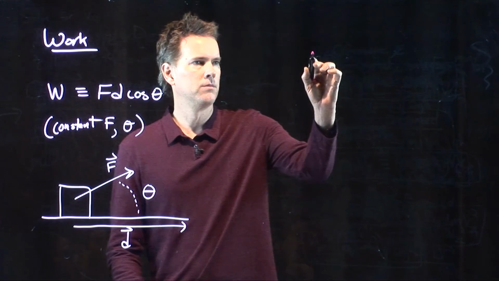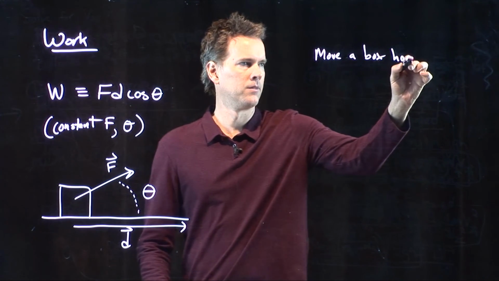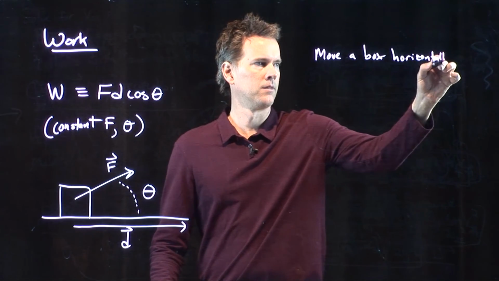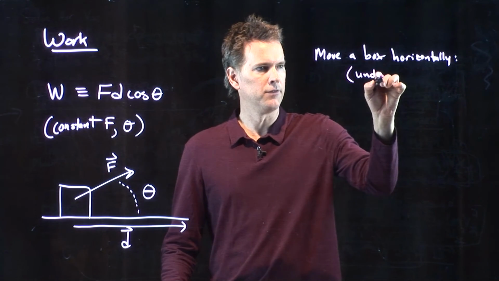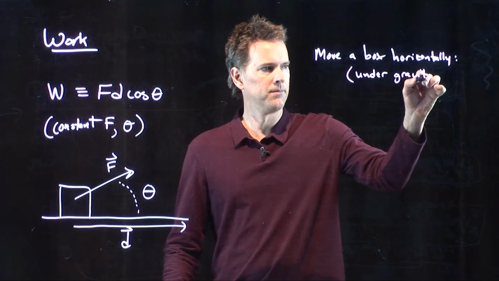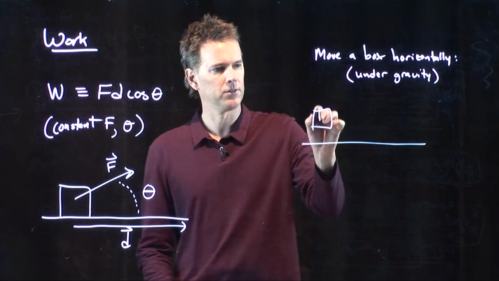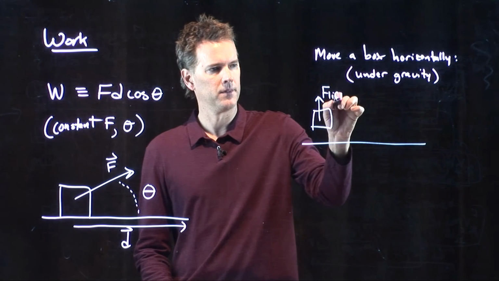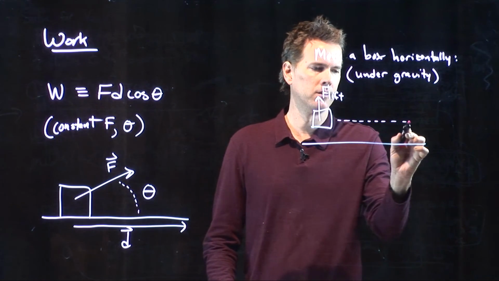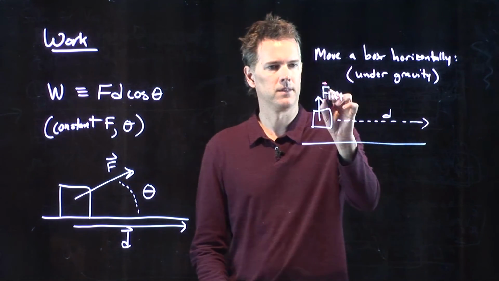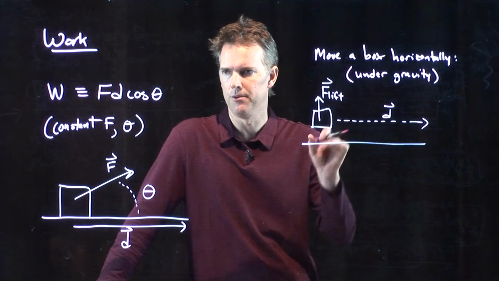Let's say that you move a box horizontally, and we're going to work against the influence of gravity. What does our picture look like? Here's our box. We have to hold it up against gravity, and we're going to move this thing horizontally a distance d. Okay, those are both vectors. Let's calculate the work that is required to do that.